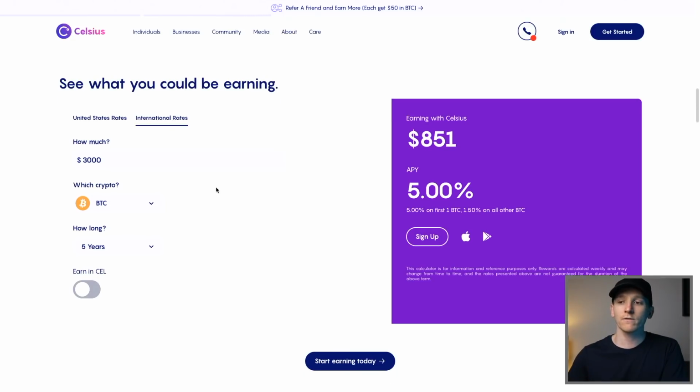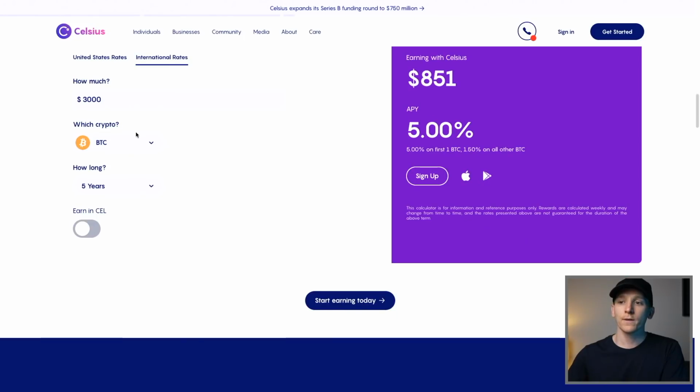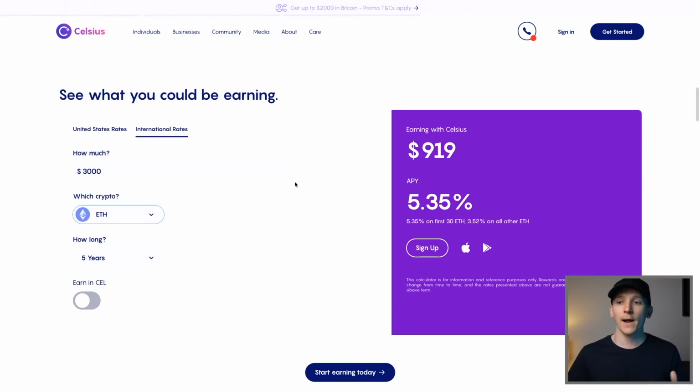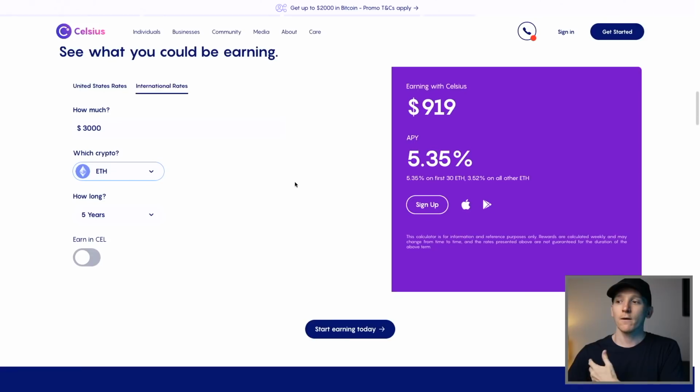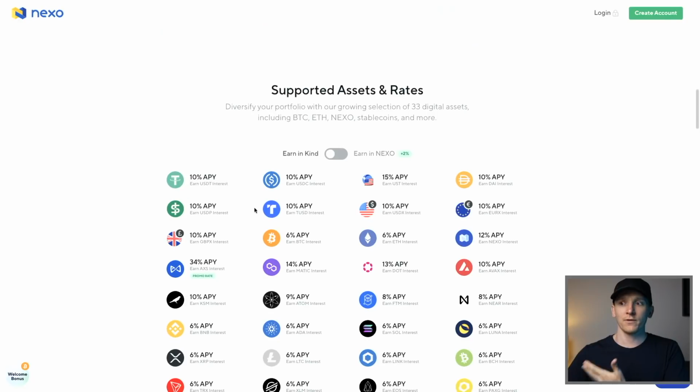So something like Celsius, they pay, you can see here, 5% on Bitcoin. If you look at Ethereum, they pay 5.35%. These are actually very good yields, and you don't have to use blockchains. You don't have to do any of that. You just deposit your crypto on there, and they will pay you this weekly in the case of Celsius, and in the case of Nexo, I think they pay you daily.